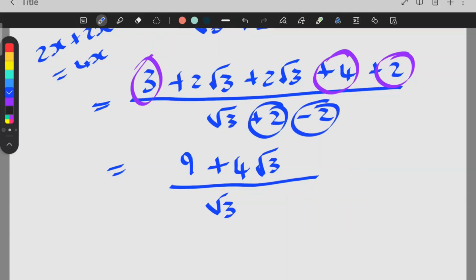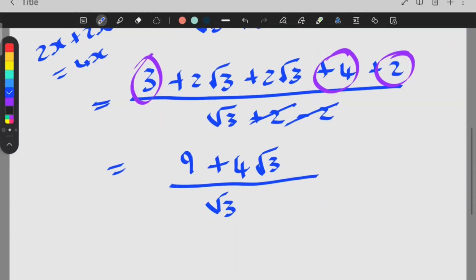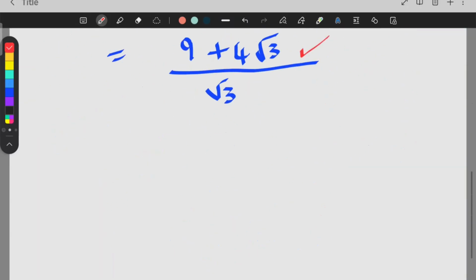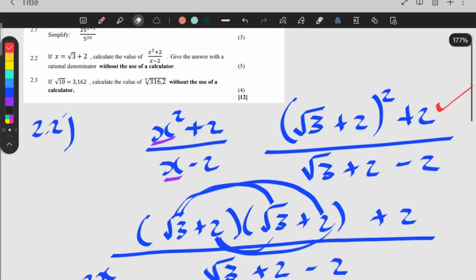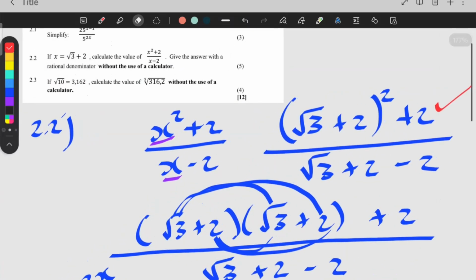This and this will cancel. So 2 minus 2 is 0. So that cancels that. So far you have another mark. So simplifying is a mark. Then, if you look at the question, they said, give your answer with a rationalized denominator.